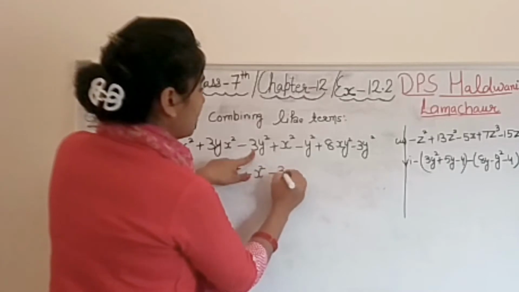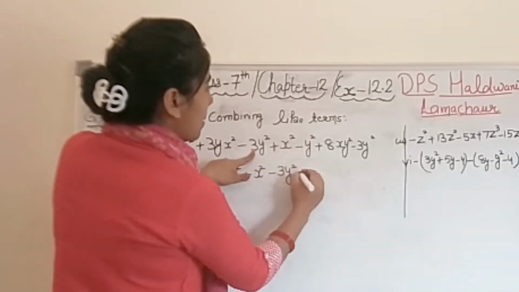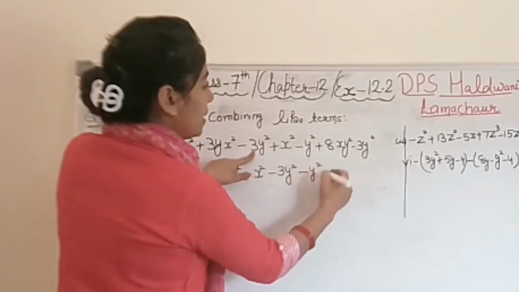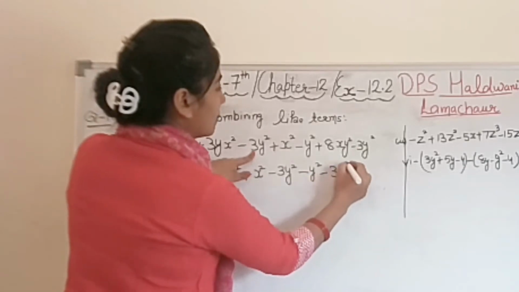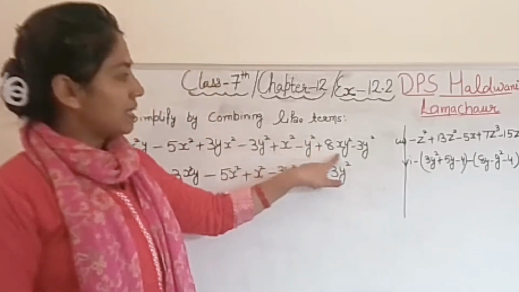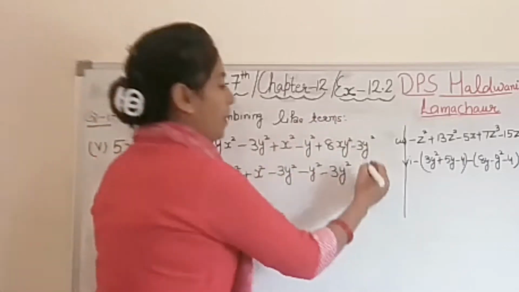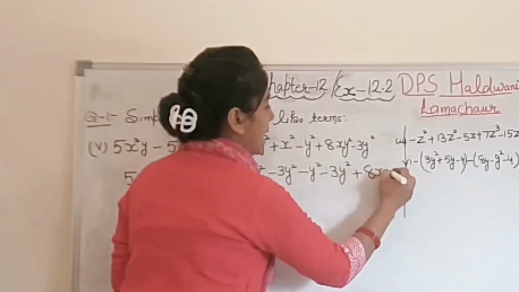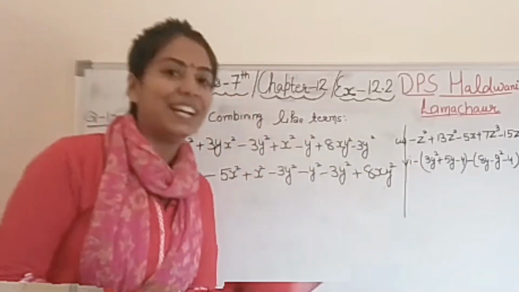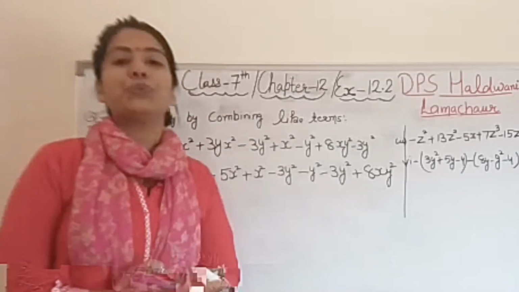Now next, 3y square. So minus 3y square. Is there any pair? Minus y square. One more is there, minus 3y square. Right, student? Now this one is alone, x y square. No pair, so it will remain as it is at last. Right, student? It becomes easy to solve now.